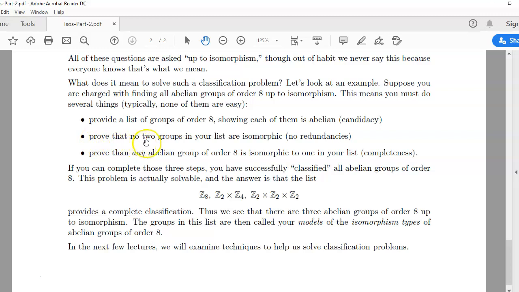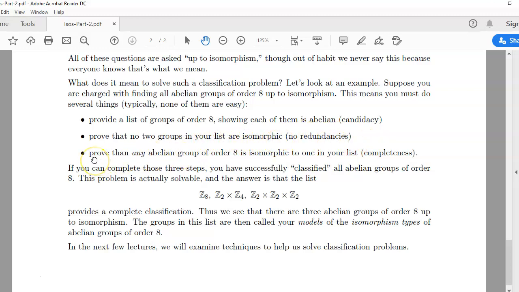Now it gets a little bit harder. You also need to prove that there are no redundancies in your list up to isomorphism, right? So you need to show that no 2 groups in your list are isomorphic. You don't want to give a list that has written down the same group twice, where when I say the same group, I mean isomorphic. You don't want to write down 2 isomorphic groups, because then you're redundant. So you've got to make sure that no 2 groups in your list are isomorphic to each other. So there are no redundancies up to isomorphism.